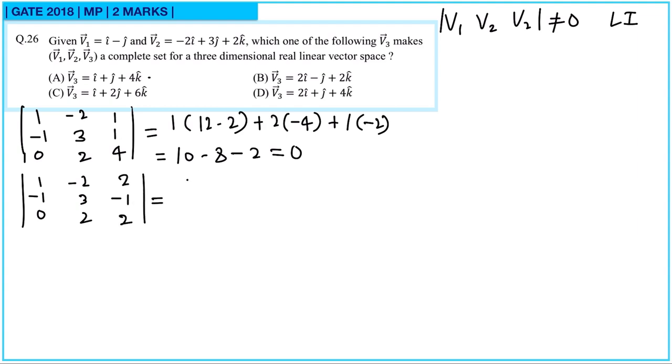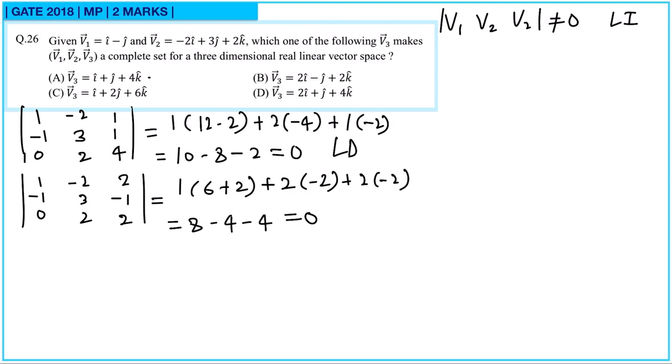So this is equal to 1 into 6 plus 2 plus 2 into minus 2 plus 2 into minus 2. 8 minus 4 is equal to 0. So this is linearly dependent. This is also linearly dependent.